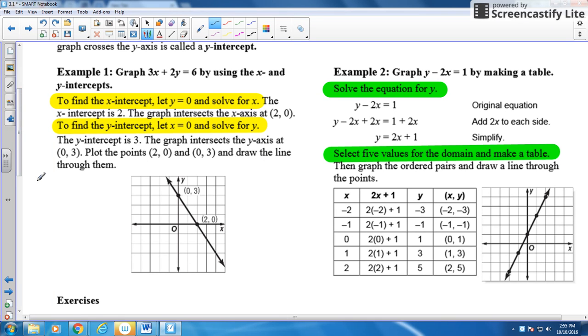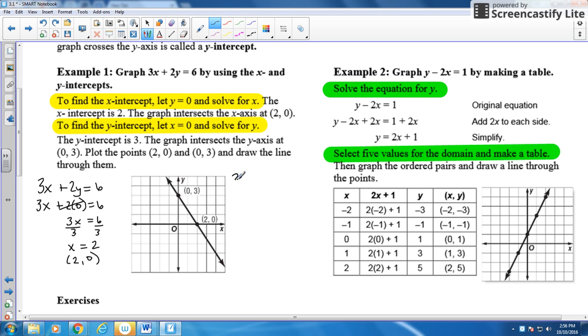If we have 3x plus 2y equals 6, first I'm going to let y equal 0. Okay, well that becomes 0 and goes away. So I have 3x equals 6, divide by 3, and I get x equals 2. So one of my intercepts is going to be (2, 0). That's going to be my x-intercept right there.